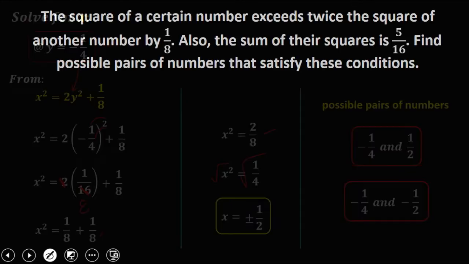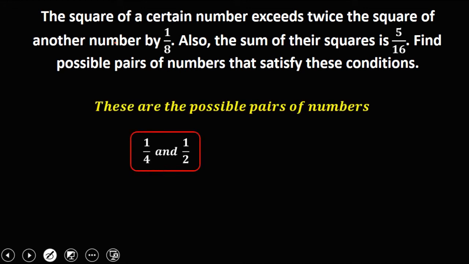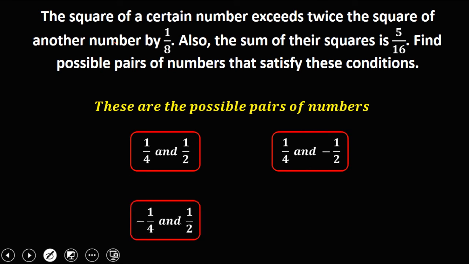So therefore, for the final answer, these are the possible pairs of numbers that satisfy these conditions. So that's positive 1/4 and 1/2, positive 1/4 and negative 1/2, negative 1/4 and positive 1/2, and also negative 1/4 and negative 1/2.